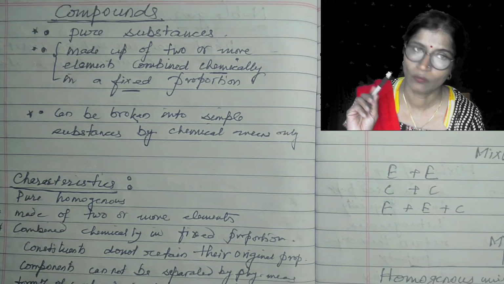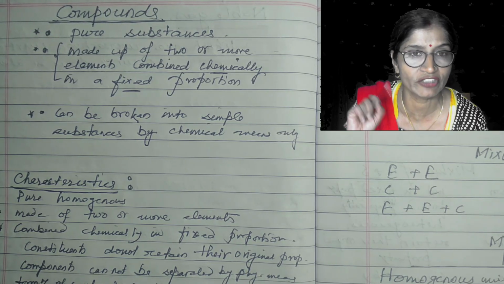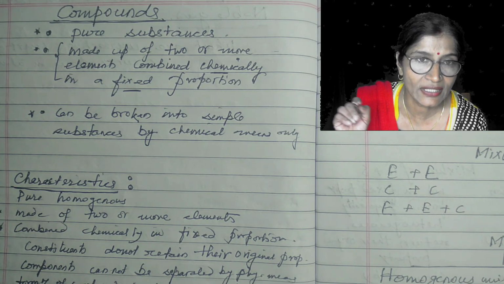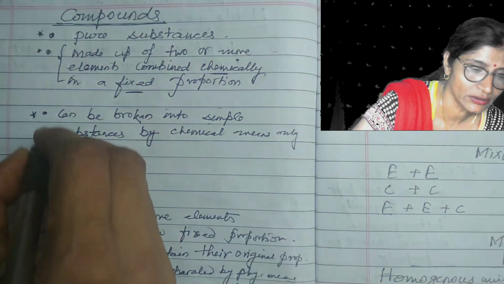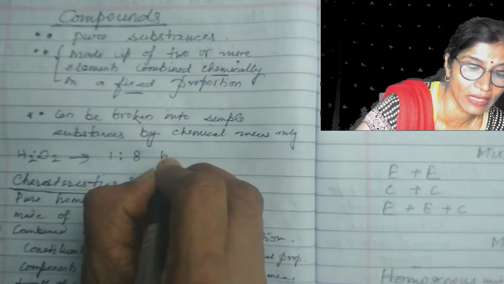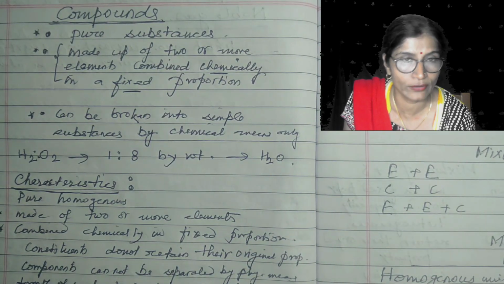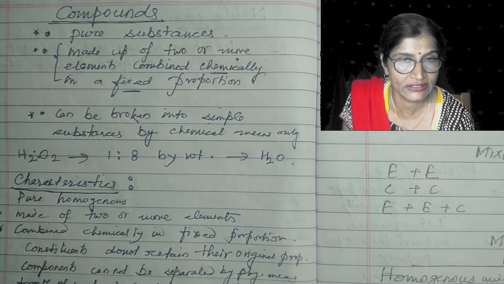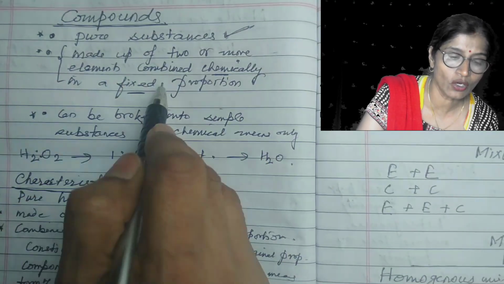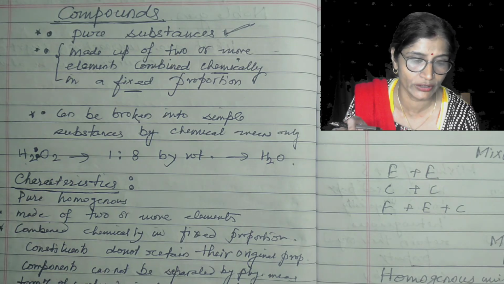For example, suppose water. Water is a pure compound. It is made up of hydrogen and oxygen, two elements combined chemically in a fixed proportion. Fixed proportion means 2:1 by volume, or if I consider weight, then it is 1:8. Hydrogen and oxygen in water are present in the ratio 1:8 by weight. Okay, then it gives you H2O. One part by weight of hydrogen combined with 8 parts by weight of oxygen forms water. So a compound is a pure substance made up of two or more elements, like hydrogen and oxygen in water, combined chemically in a fixed proportion.